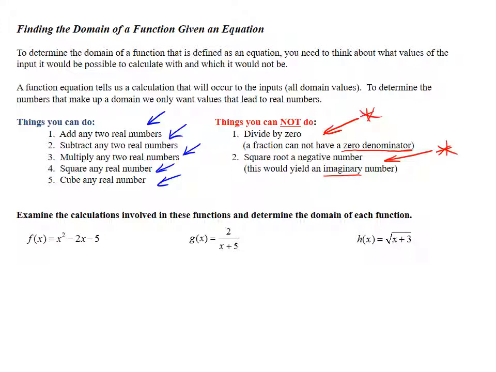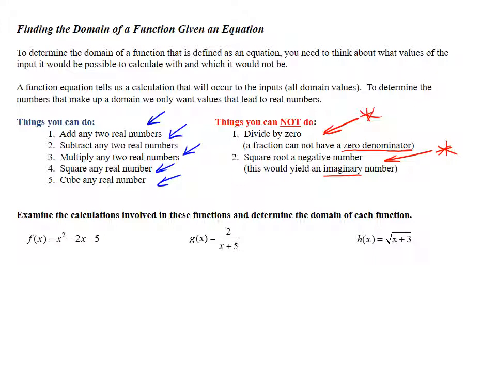It's okay, it turns out, to cube root a negative number. You can cube root a negative number and still get a real number, but you can't take any root that has an even index. So a square root, a fourth root, a sixth root. If you square root a negative number or fourth root a negative number, you will get something imaginary. And we want to stick to the real plane when we talk about domain and range.